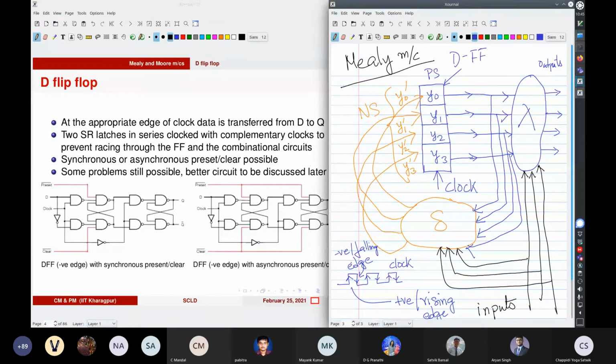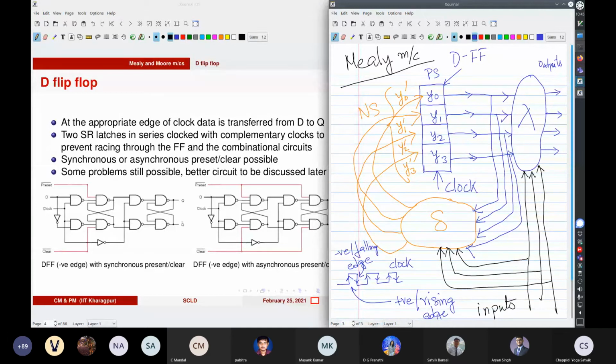So it's either the falling edge or the negative edge of the clock, and this is the positive or the rising edge of the clock. So your flip-flops usually transfer.